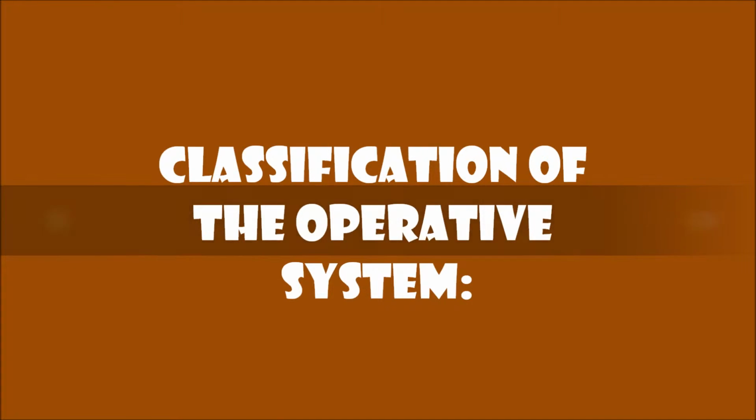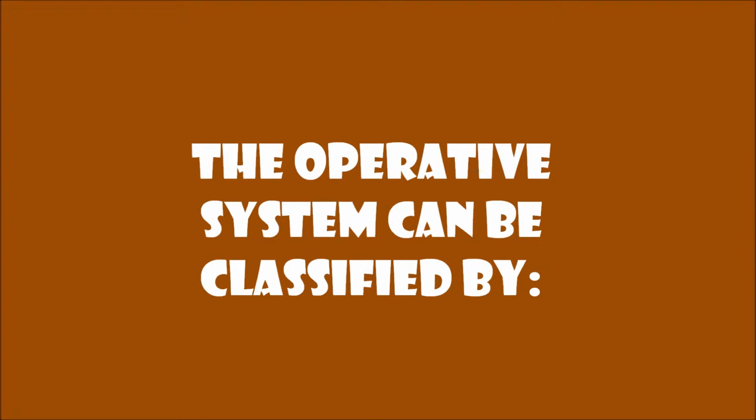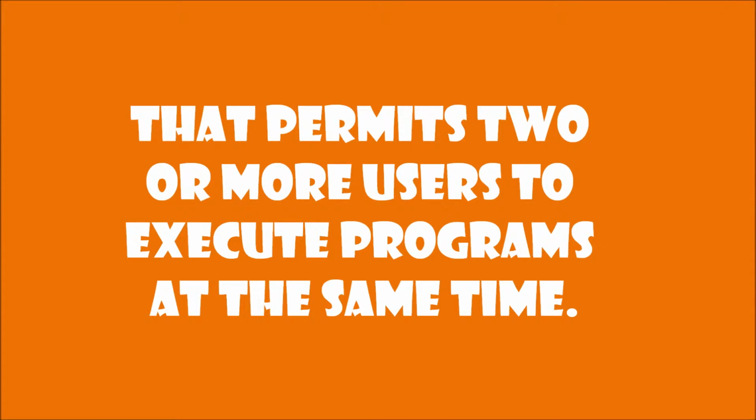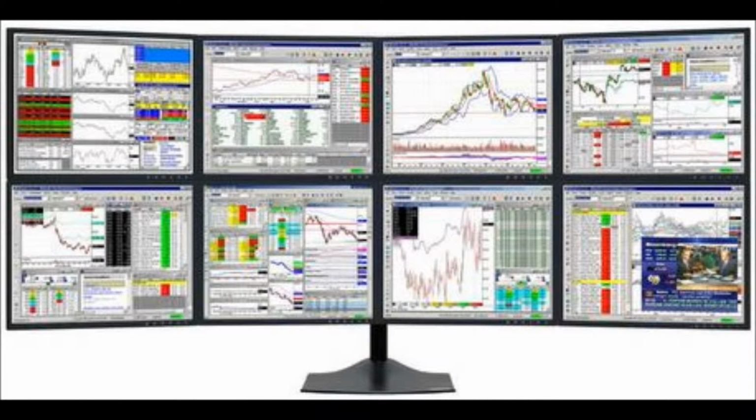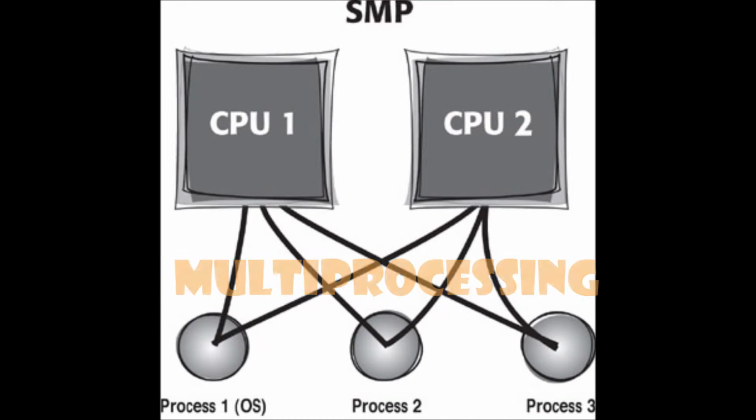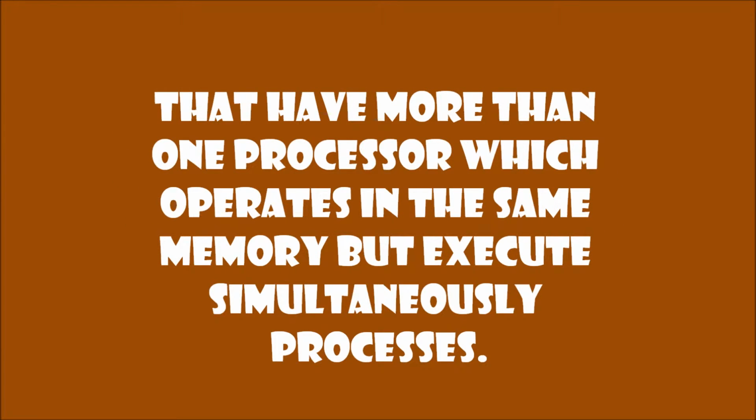Classification of the operative system. The operative system can be classified as multi-user, which permits two or more users to execute programs at the same time; multitask, which permits executing two or more programs or applications at the same time; and multiprocessing, which has more than one processor that operates in the same memory but executes processes simultaneously.